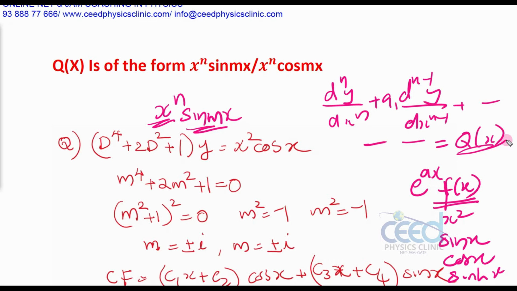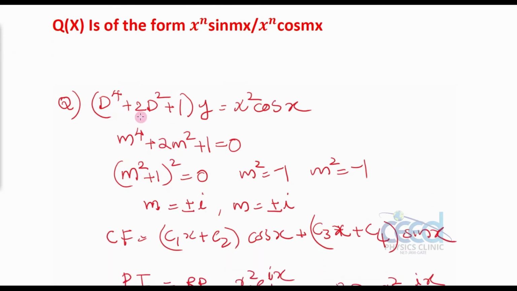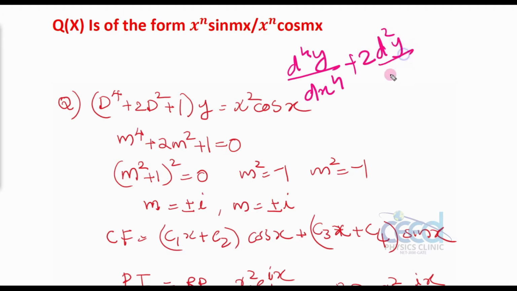So let us start with an example for this kind of differential equation. Here you can see a differential equation, where we have used the notation d by dx as capital D. So this is d^4 y/dx^4 + 2 d^2 y/dx^2 + y = x square cos x. This is the given differential equation.